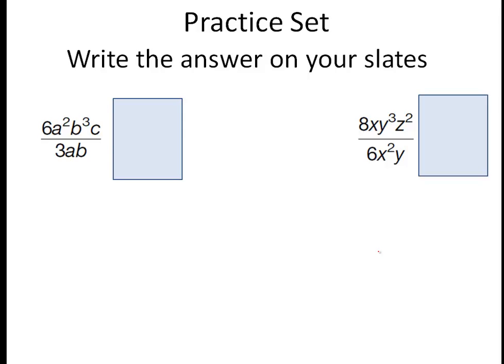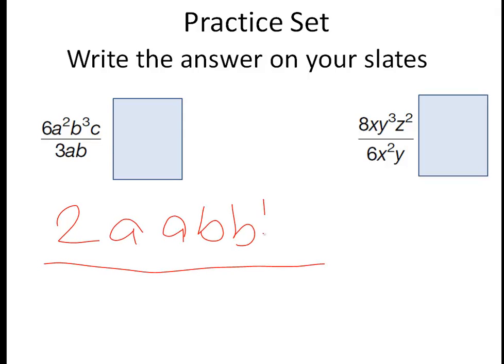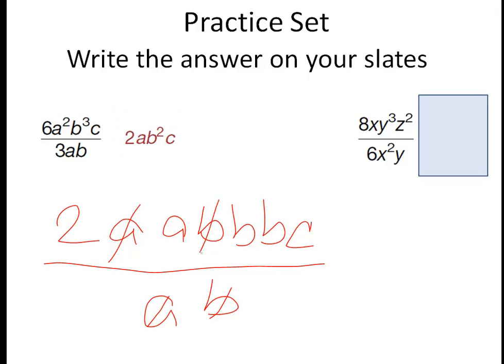How many times does 3 go into 6? It goes in 2, so that's easy. We got that one done. All right, and then we've got our line. We have A, B, B, B, and a C. Then we have an A and a B down here. The 3's gone away because we already did the 6 and the 3 became the 2. So we get rid of the A's, we get rid of a B. So we're left with 2AB squared C. Hey, there we go. We love it when we're right. Hopefully you did that too.